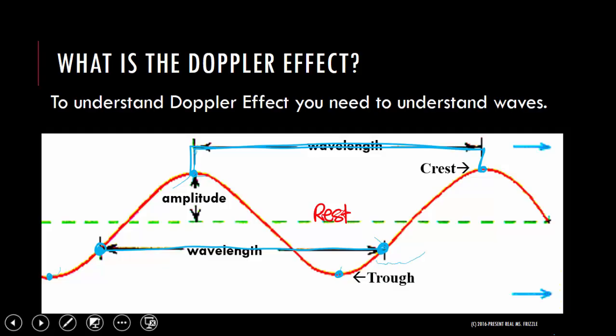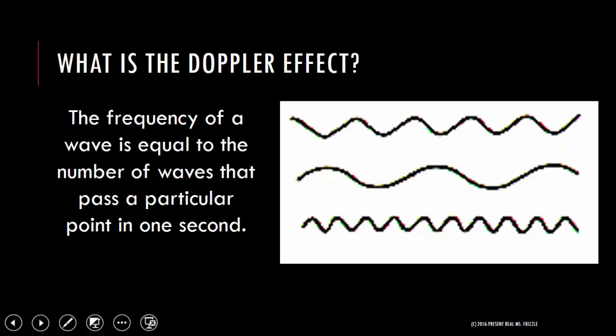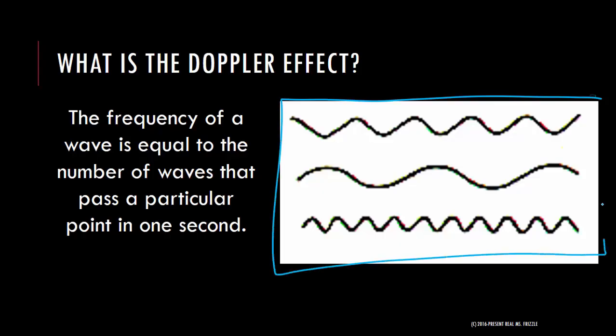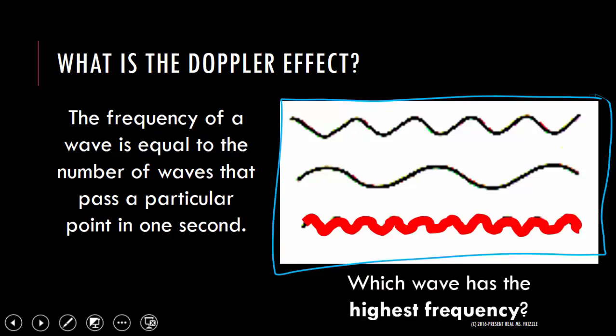So wavelength corresponds to frequency. The frequency of the wave is equal to the number of waves that pass a particular point in 1 second. So if we take a look at this box here and assume that we captured 1 second worth of time and all of these waves were allowed to travel, which one would have the highest frequency? Hopefully you picked this bottom one right here. This has the most waves that pass through this point in this 1 second.